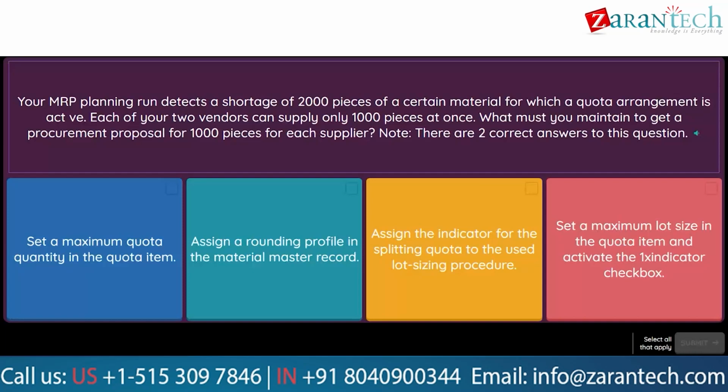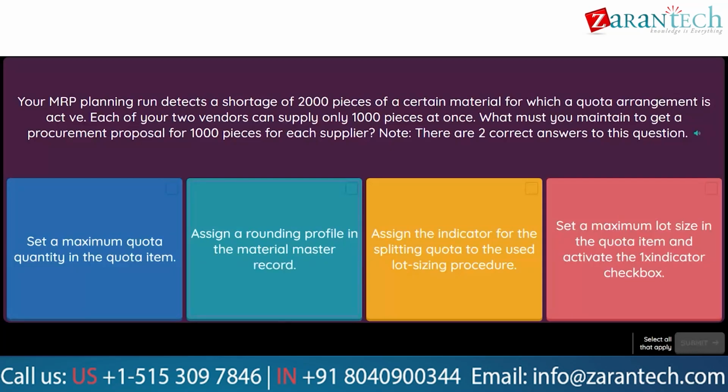Note, there are two correct answers to this question. Option 1: set a maximum quota quantity in the quota item. Option 2: assign a rounding profile in the material master record. Option 3: assign the indicator for the splitting quota to the used lot sizing procedure. Option 4: set a maximum lot size in the quota item and activate the ones indicator checkbox.